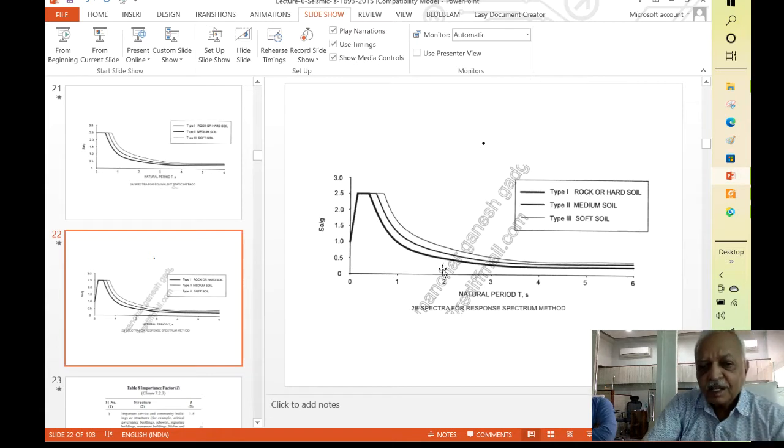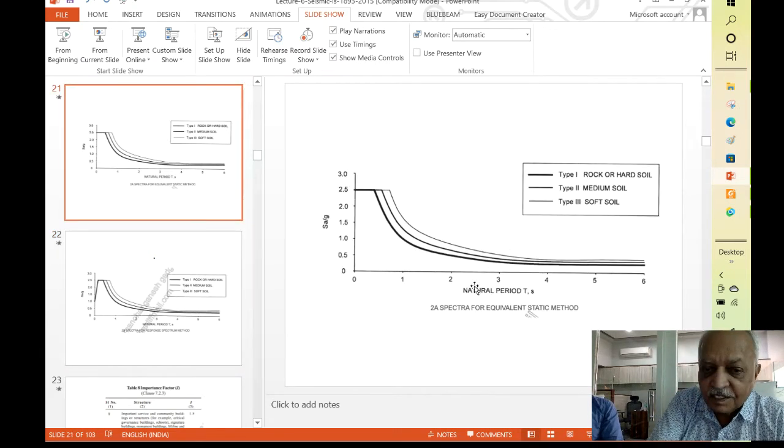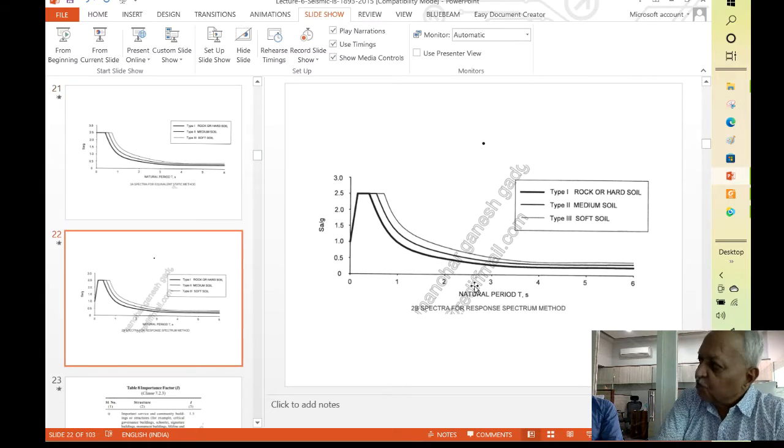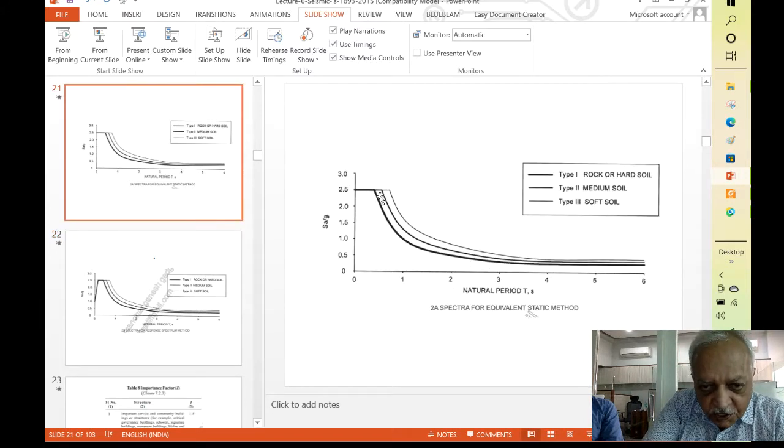So we say that the code has given two response spectra, one to be used for the equivalent static method, that is this response spectra, and this is to be used for the response spectrum method. Okay, the difference is very small, and that is also in the initial range. If you see the peak now, it is going at 2.5 over here, this maximum is coming at 2.5.